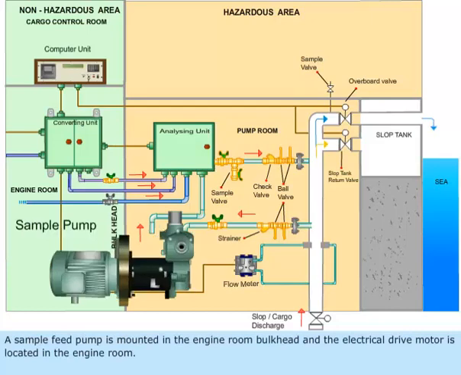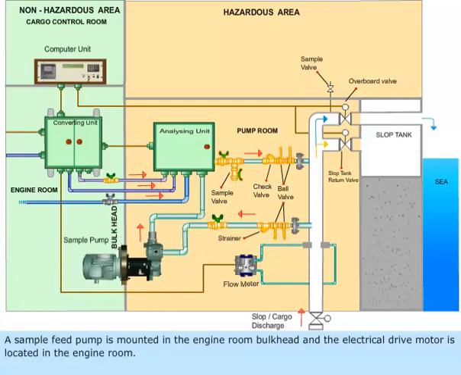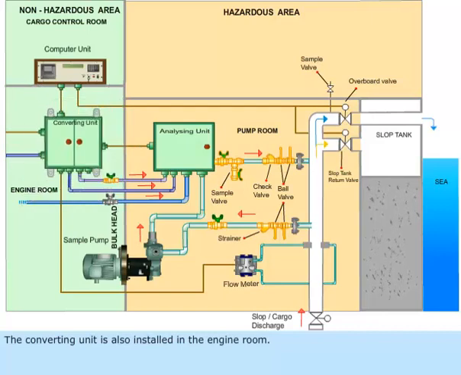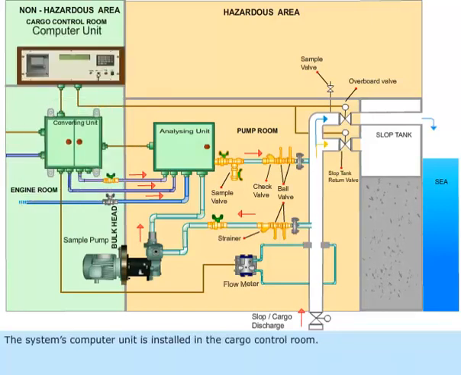A sample feed pump is mounted in the engine room bulkhead, and the electrical drive motor is located in the engine room. The converting unit is also installed in the engine room. The system's computer unit is installed in the cargo control room.